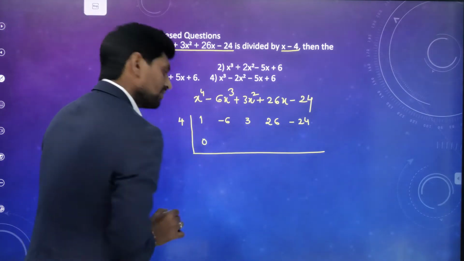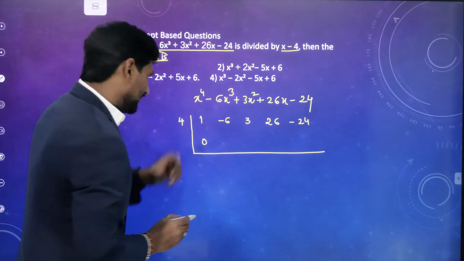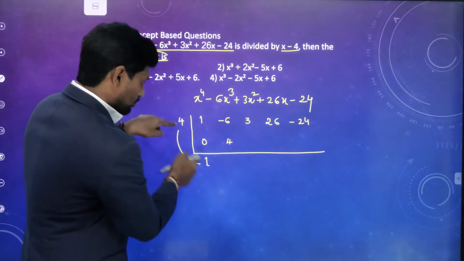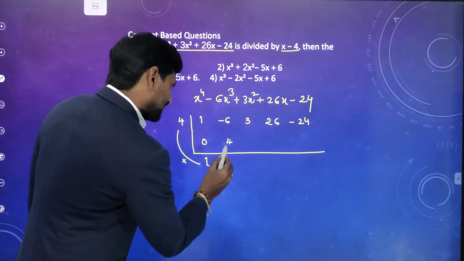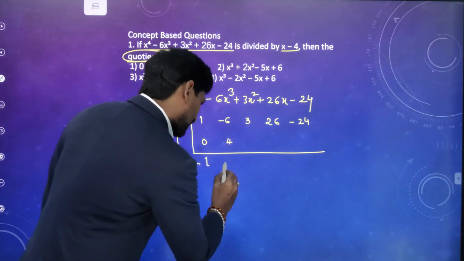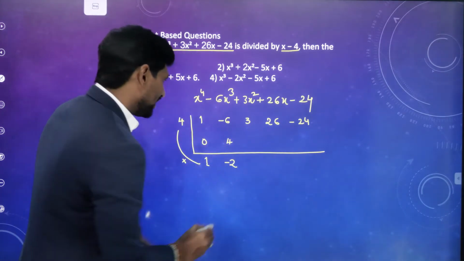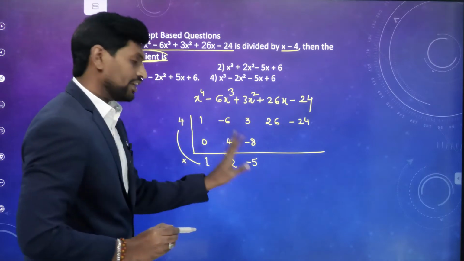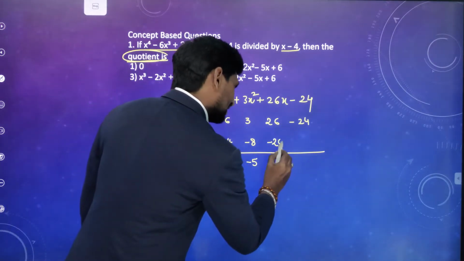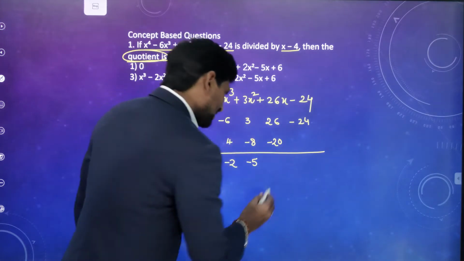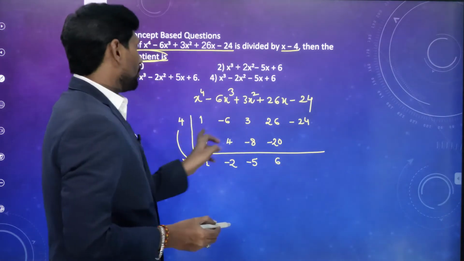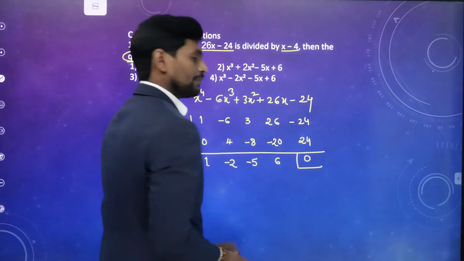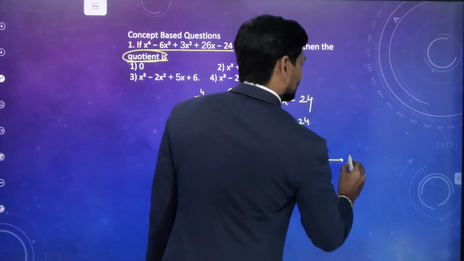First position is 0. Now 1 plus 0, addition we are doing here. 1 plus 0 is 1. Next, 4 ones are 4. We need to multiply these two. Minus 6 plus 4 becomes minus 2. 4 into minus 2 is minus 8. Again if you add, you will get minus 5 here. And 4 into minus 5 is minus 20. Plus 26 minus 20, opposite sign, you need to do subtraction here: 6. 4 sixes are 24. That means plus 24 minus 24 becomes 0. This is the remainder.